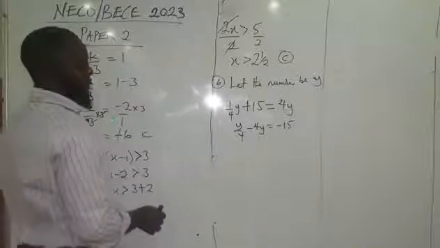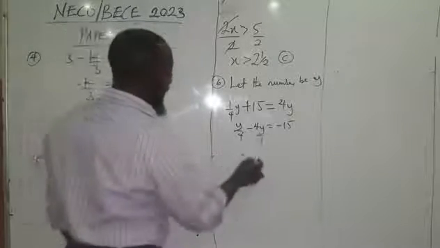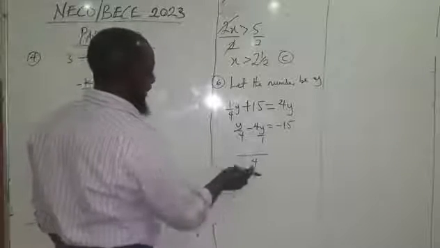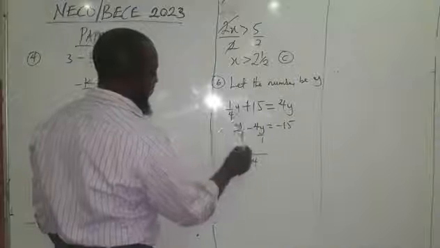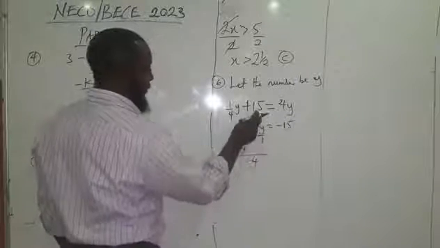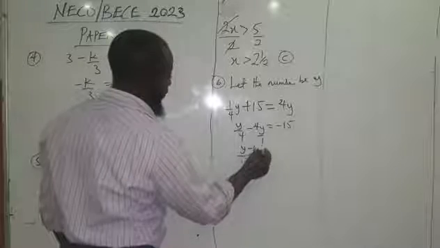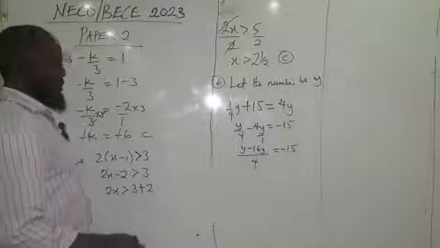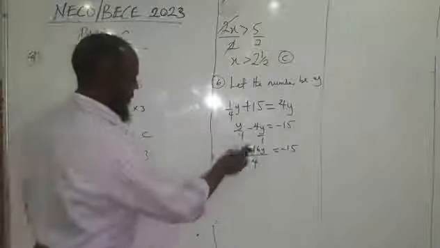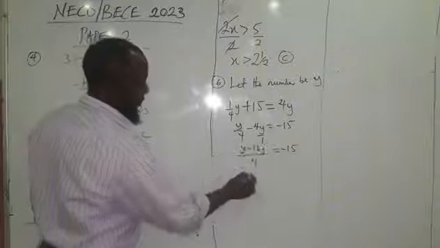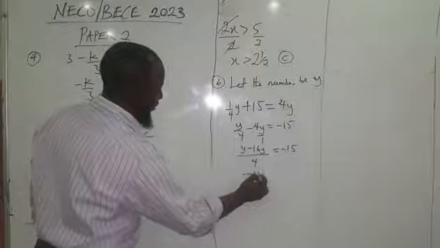Collect like terms, right? So this one, find the LCM here. This will give us what? 4. So 4 divided by 4, that is 1. 1 times y, y. Y divided by 4 divided by 1, that is 4. 4 times 4y, that's minus 16y. Equals to what? Minus what? 15. So from here now, we can say y minus 16y will give us minus 15y.